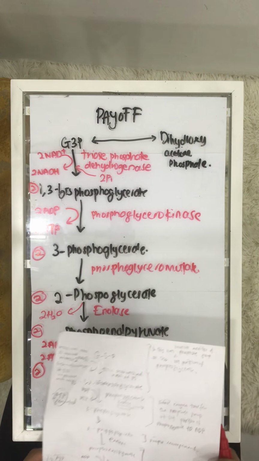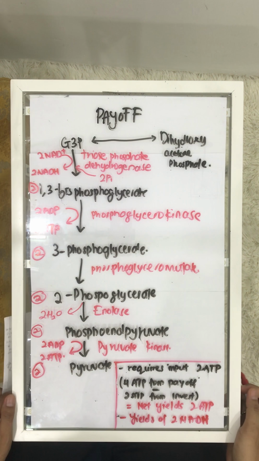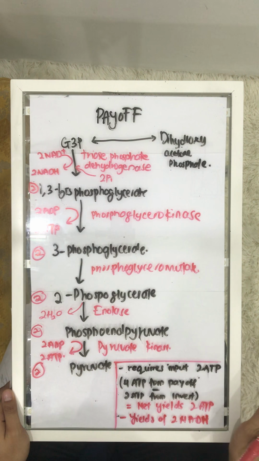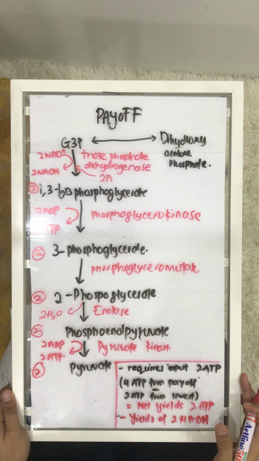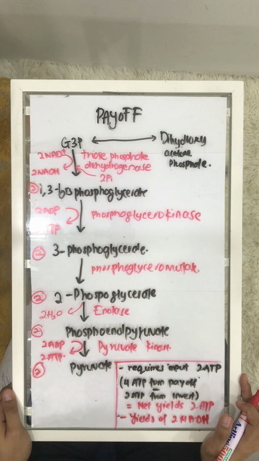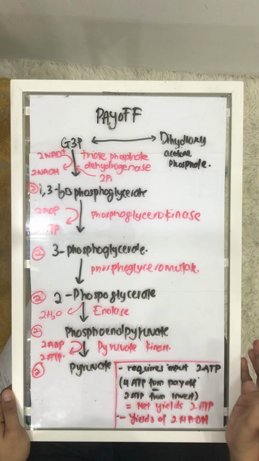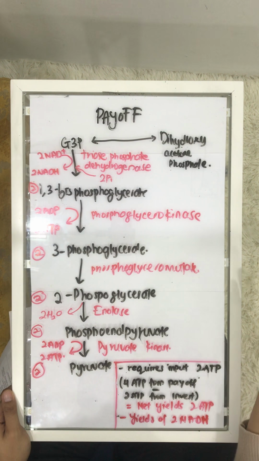Okay, we continue on payoff phase. So in payoff phase, you must remember in glycolysis, one molecule of glucose is being converted into two molecules of pyruvate. So bear in mind in payoff phase, every reaction happens twice, and every product is also produced twice.